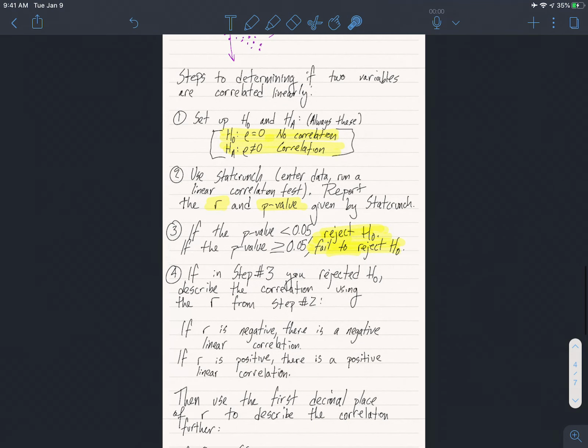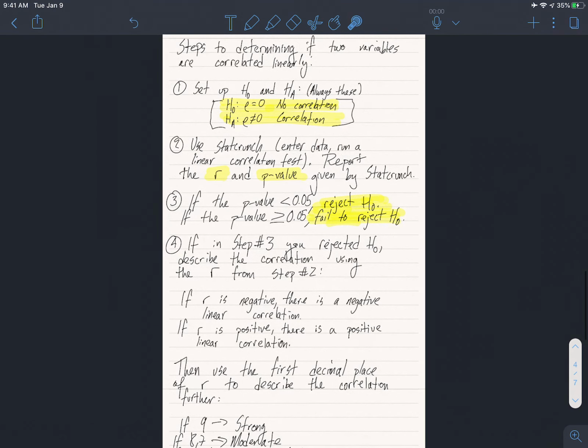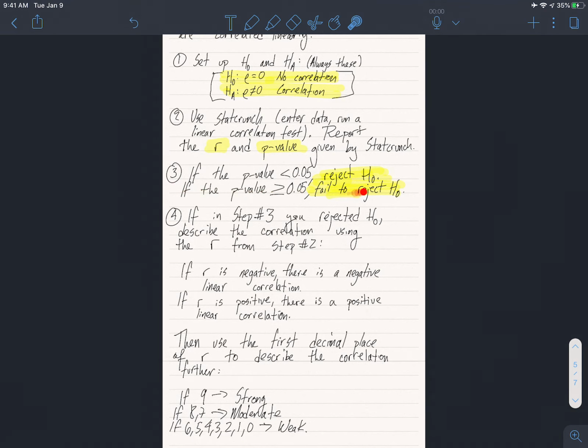And how do we determine if two things are correlated? Yes or no, are they? Well, we set up H0 and HA. These are always the same hypotheses. After we do that, we enter the data into StatCrunch and run a linear correlation test. It's in one of the menus, and I'll show you an example in a little bit. After you do that, StatCrunch will spit out an R and a p-value. The p-value is what determines if they're correlated or not. If the p-value is less than 0.05, we reject. Greater than 0.05, fail to reject.